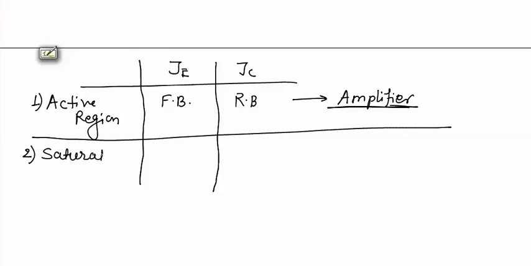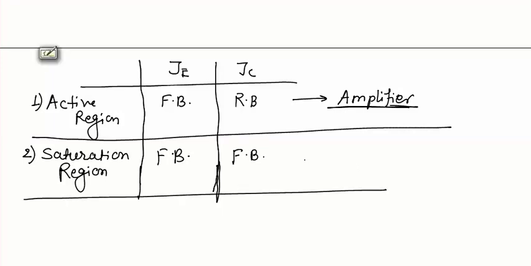Next, saturation region. Now in BJT, if base emitter junction is forward biased and collector base junction is also forward biased, then in this particular biasing, a transistor is said to be operated in saturation region, and when it is used in saturation region, it behaves like an on switch when it is used in switching circuits or switching applications.